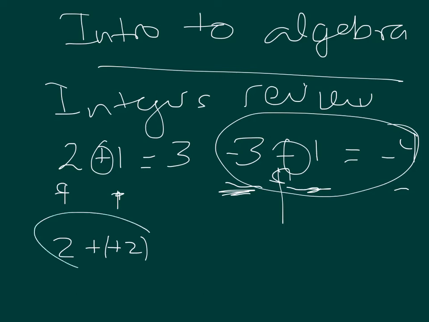The easiest way to deal with this is, I don't do this type of question. If I have two signs side by side, I rewrite them with one sign. So a plus and a plus becomes a positive. So 2 plus plus 2 is just 2 plus 2, which is 4.